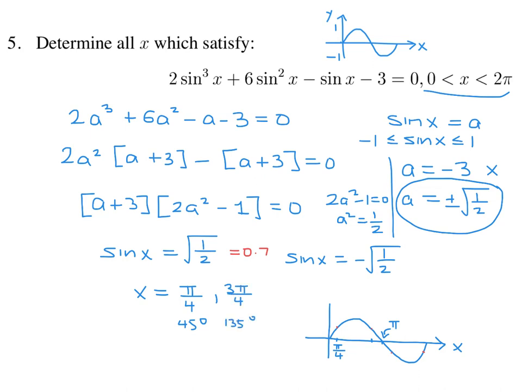Okay, great. And then from this guy, those solutions would be x is 180 plus 45, so 225 degrees, which is 5 pi by 4. 225 degrees, that's this one right here. And this one is 360 minus 45, so that's 315, which in pi's would be 7 pi over 4. And that is the solution to number 5.